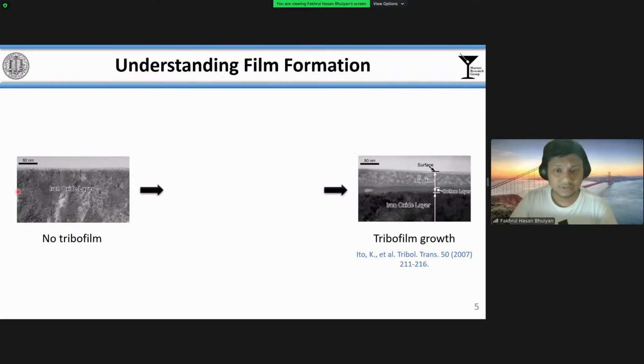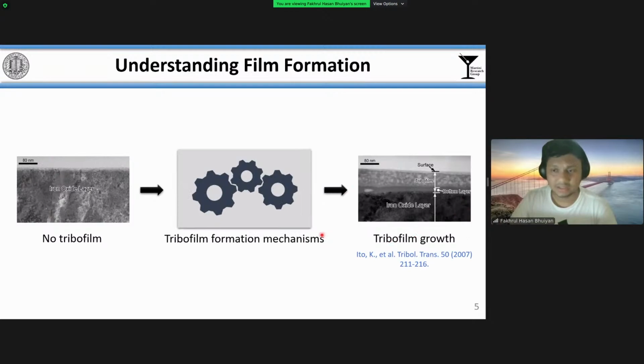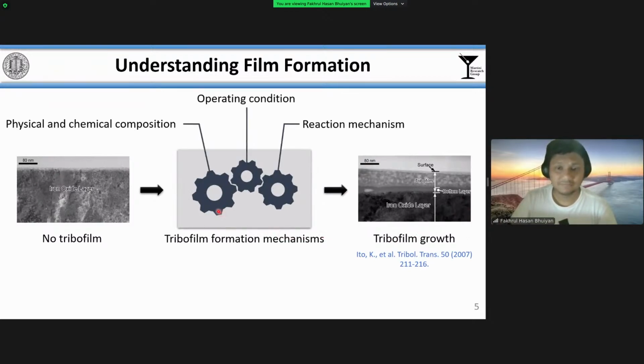So from no film to tribofilm growth, tribofilm forms through some mechanism. Three key components of film formation are the physical and chemical composition of a tribofilm, the reaction mechanisms that lead to that film growth, and how different operating conditions such as heat or stress affect these film forming reactions. To fully understand tribofilm formation, we have to discern the individual contributions of all three components.